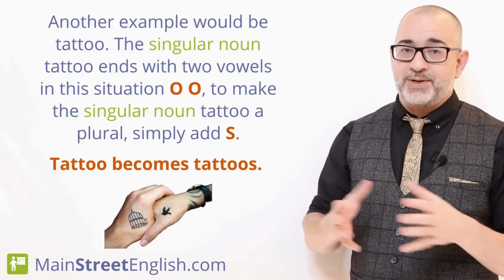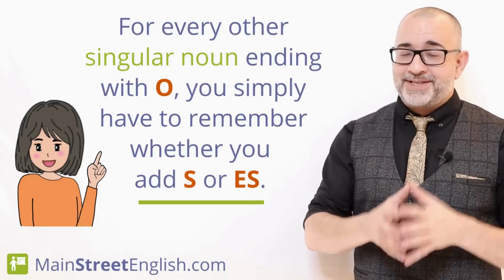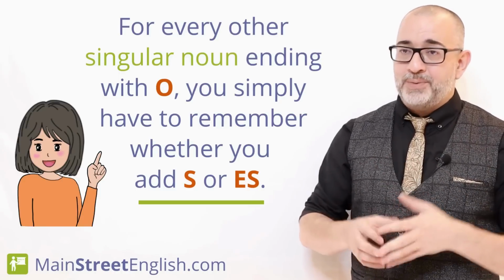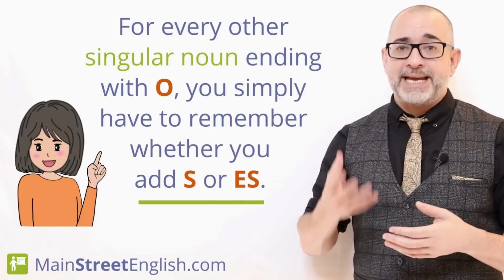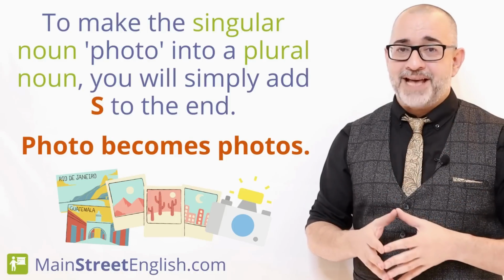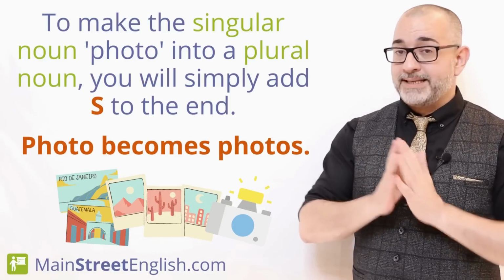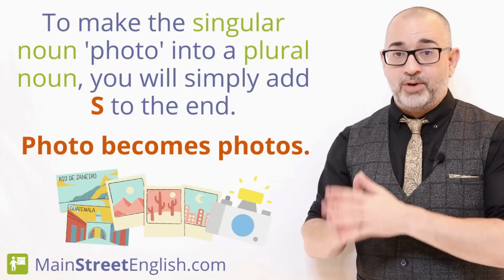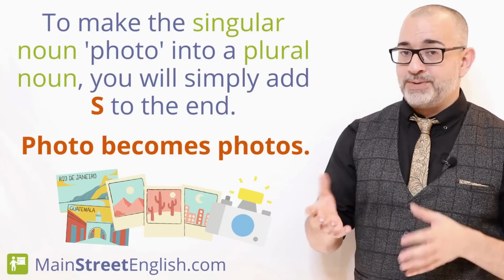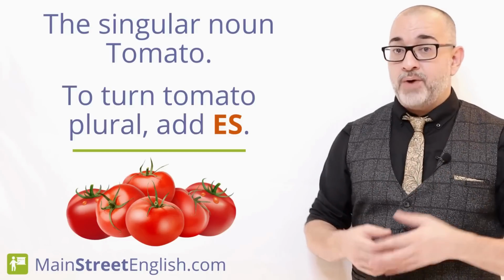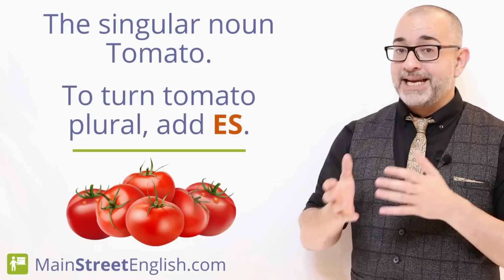It becomes tattoos. For every other singular noun ending with O, you simply have to remember whether you add S or ES. Here's a couple of examples. The word photo, to make singular noun photo into a plural noun, you will simply add S. Photo becomes photos. The singular noun tomato, to turn tomato plural, add ES.